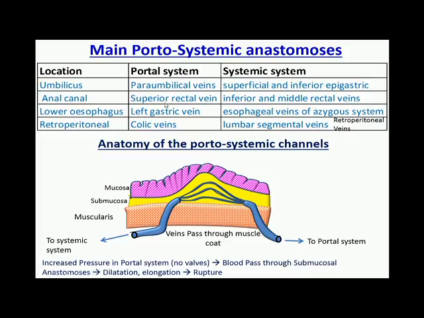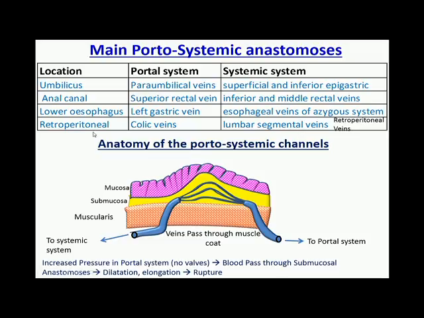Then around the anal canal you have the superior rectal vein draining the anal canal into the inferior mesenteric vein, into the portal vein. And below, the anal canal is drained by the inferior and middle rectal veins. They drain into the internal iliac vein and inferior vena cava. So the anal canal is a location where you see the portal and systemic anastomosis. Then the lower esophagus is a very important site where the left gastric vein, which drains into the portal system, and esophageal branches of the esophagus drain into the superior vena cava. There's a connection in the lower esophagus.